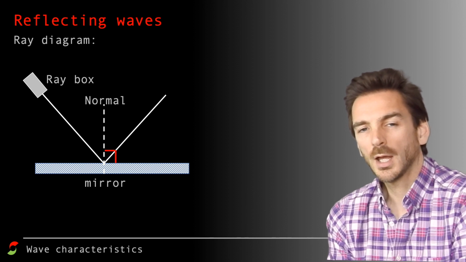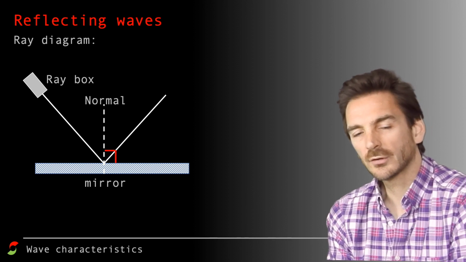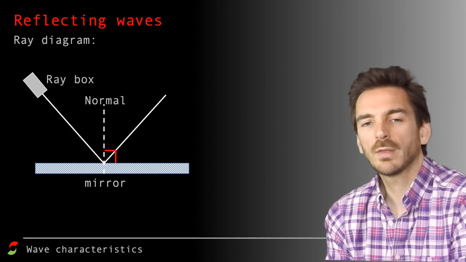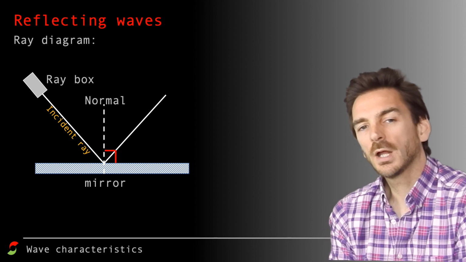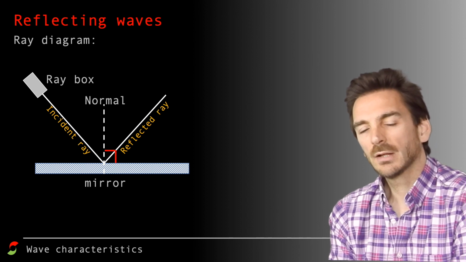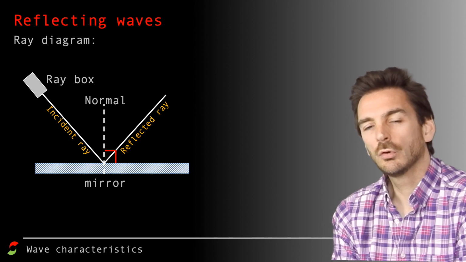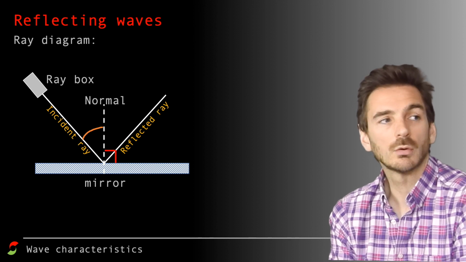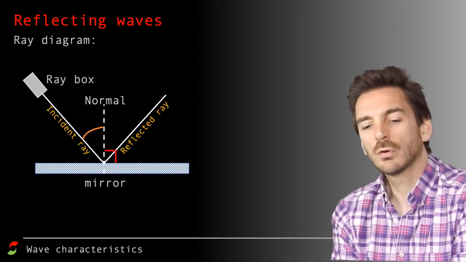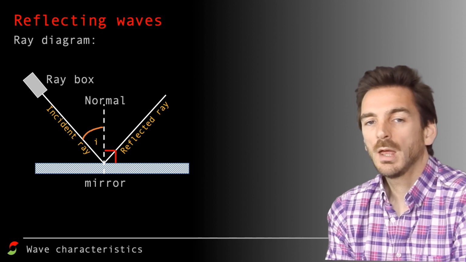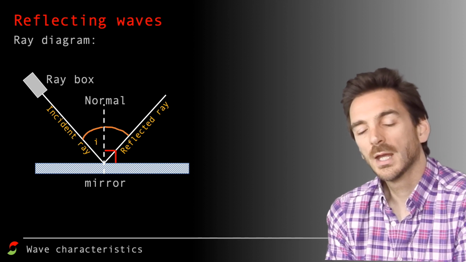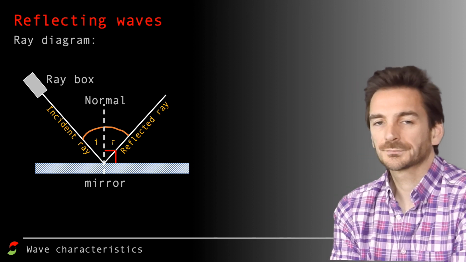Other things that we can label on this is the ray of light that's coming out of the ray box that is incident on the mirror. Well, we call that the incident ray. And the ray of light that reflects off the mirror, well, we call that the reflected ray. What we also do is that from that normal we measure an angle. That angle from the normal to the incident ray is called the angle of incidence. And similarly, the angle from the normal to the reflected ray is called the angle of reflection.